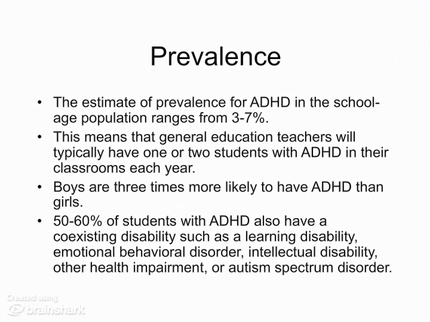The estimated prevalence for ADHD in the school-age population ranges from 3 to 7%. This means that general education teachers will typically have 1 or 2 students with ADHD in their classroom each year. As is common with other disabilities, boys are 3 times more likely to have ADHD than girls. 50 to 60% of students with ADHD also have a coexisting disability such as a learning disability, emotional behavioral disorder, intellectual disability, other health impairment, or autism spectrum disorder.